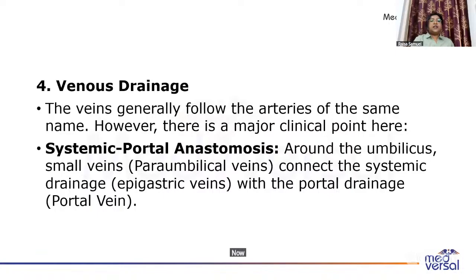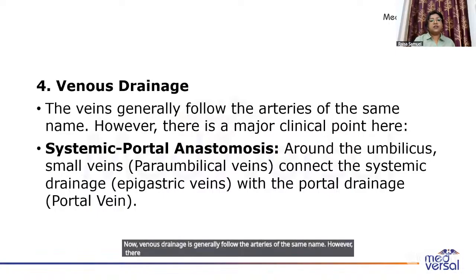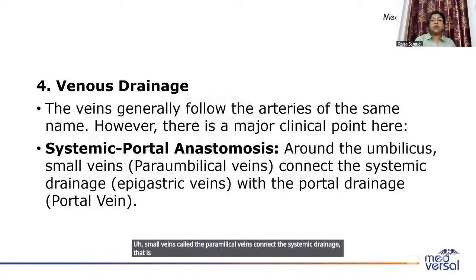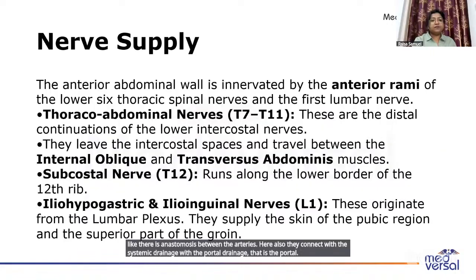Now, venous drainage generally follows the arteries of the same name. However, there is a major clinical point here, that is the systemic portal anastomosis around the umbilicus. Small veins called the paraumbilical veins connect the systemic drainage, that is the epigastric veins, with the portal drainage, that is the portal vein. Like the anastomosis between the arteries, here also they connect the systemic drainage with the portal drainage.